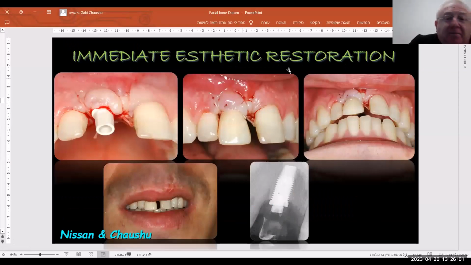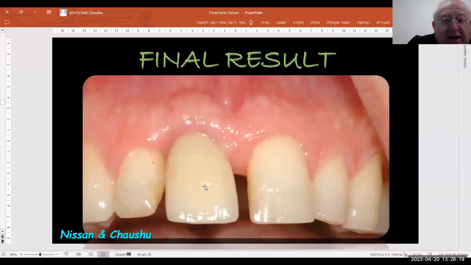In this case, we did immediate aesthetic restoration. As you can see here, because we are in Israel, so God was with us, and you see the occlusion, which is favorable. Otherwise, it would have been more difficult to do the immediate aesthetic restoration. And this is the final result, which is quite nice. And it was very challenging because a failure here would have been a problem.